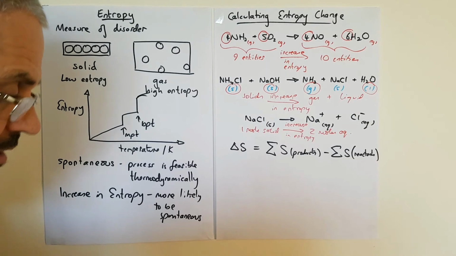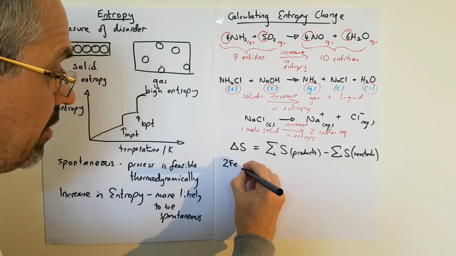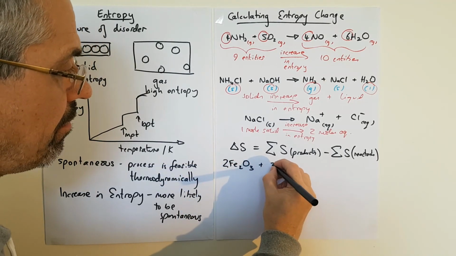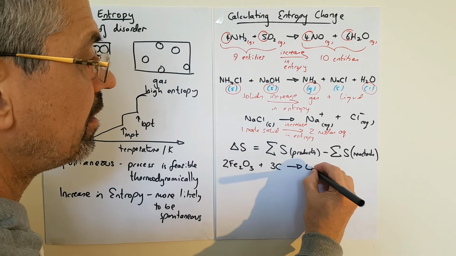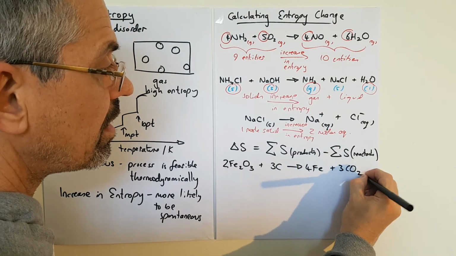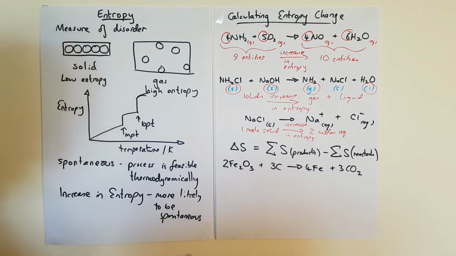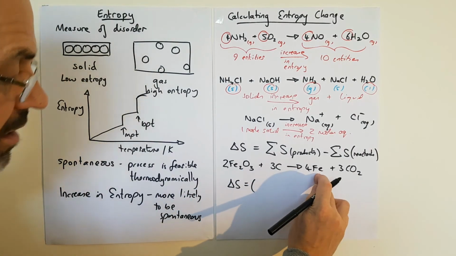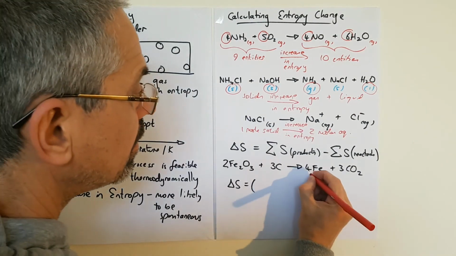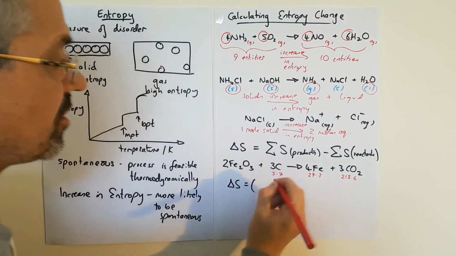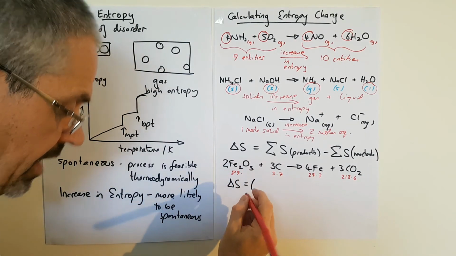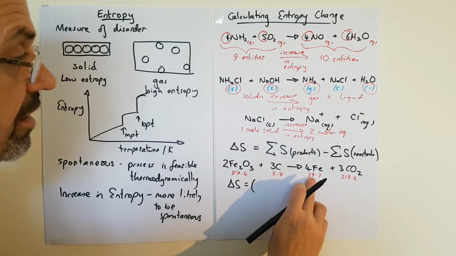Okay, so there's an example. We're just going to follow this one through straight from the booklet here. This is the extraction of iron, or the reduction of iron from iron oxide, making iron metal and carbon dioxide gas. So delta S will be products minus reactants. So the products are iron, and I should just write these entropy values on here: 27.3, 213.6. Notice that solid carbon has a very low entropy value, 5.7. There we go.